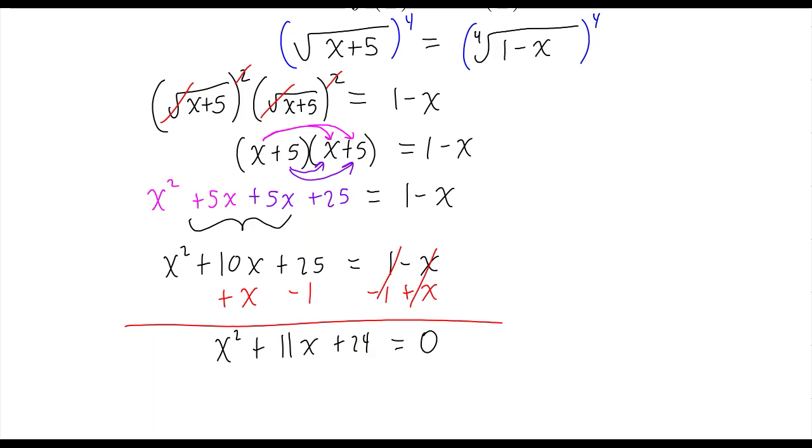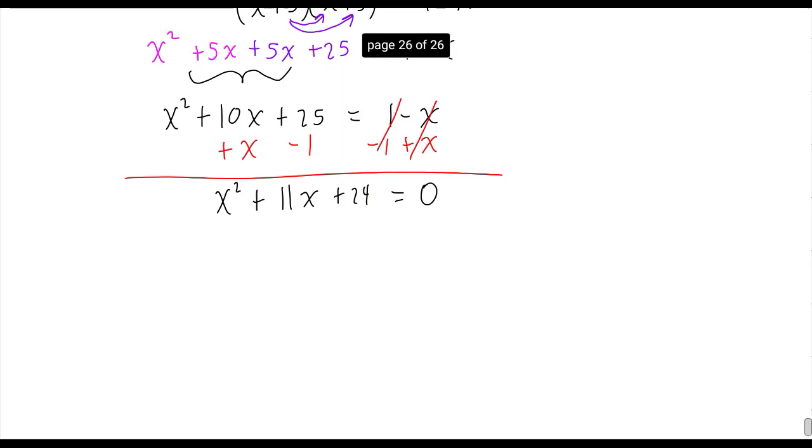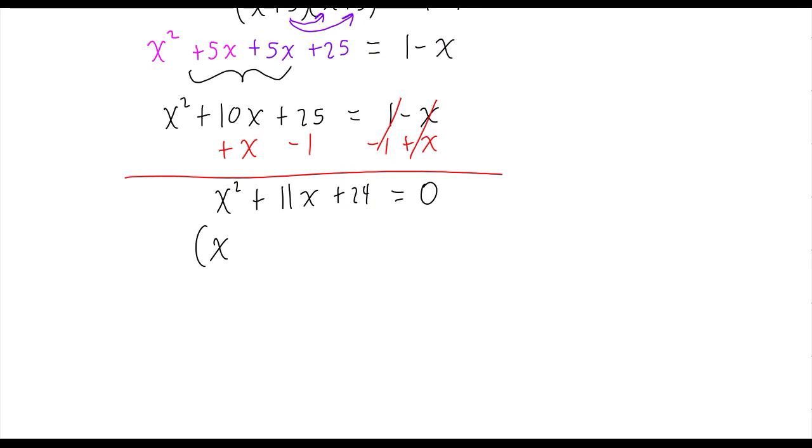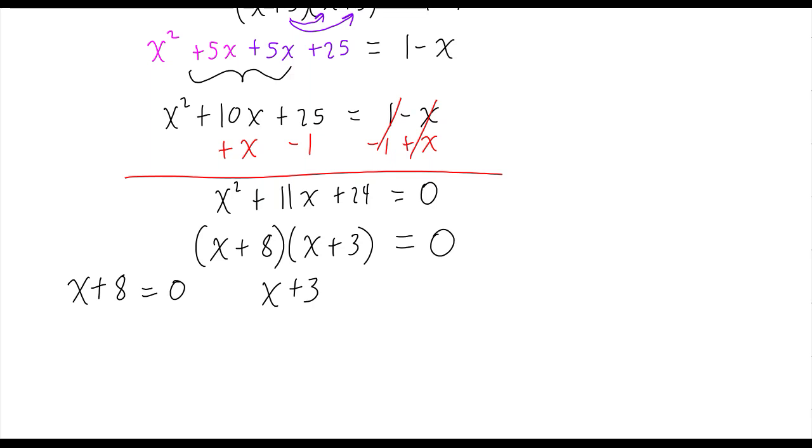Okay, I can factor this, because what times what gives me 24 but adds up to 11? That's going to be 8 and 3. 8 times 3 is 24. 8 plus 3 is 11. So it factors as x plus 8 times x plus 3. Set these individually equal to 0. And that gives me -8 and -3. Again, these are potential answers. I need to go back and plug them in to make sure that they actually work.